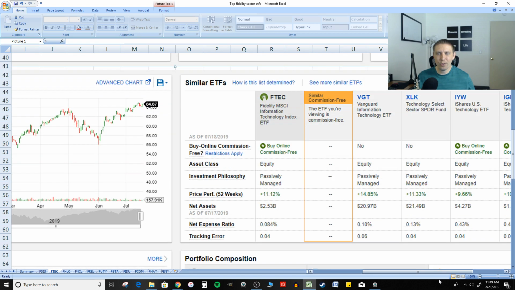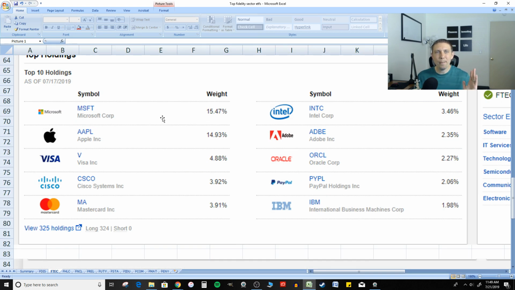Let's scroll down over here. We see that this thing holds Microsoft, Apple, Visa. So every time people are swiping that credit card, this thing's making money. Cisco Systems, MasterCard, Intel, Adobe, Oracle, PayPal, IBM. And it has 325 holdings in all. So you get great exposure to the information technology sector, as well as getting diversification, just like the other ones.